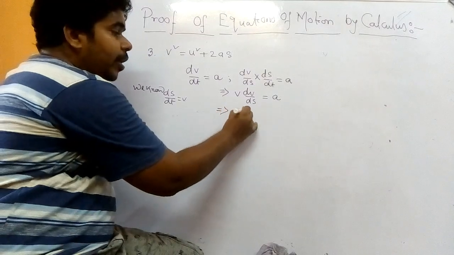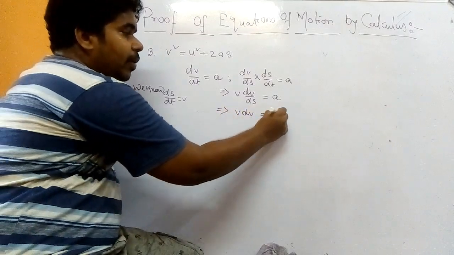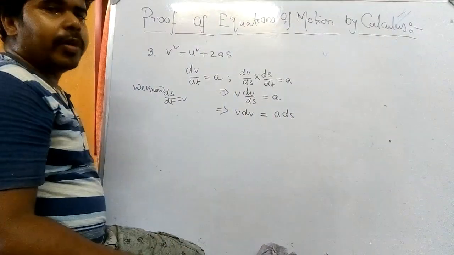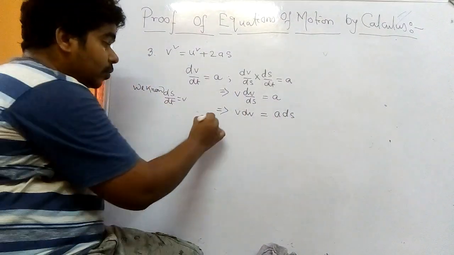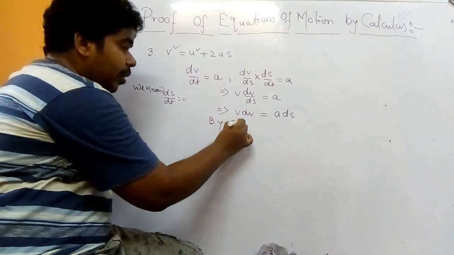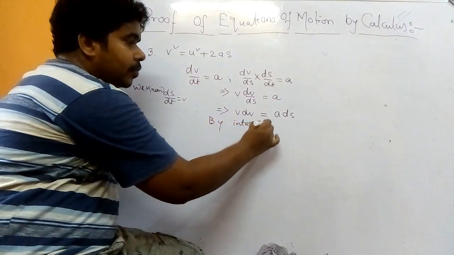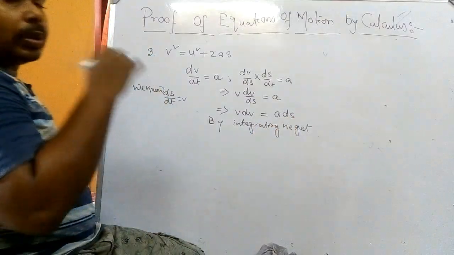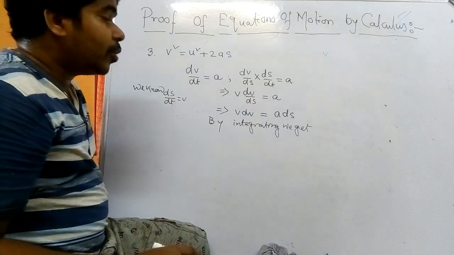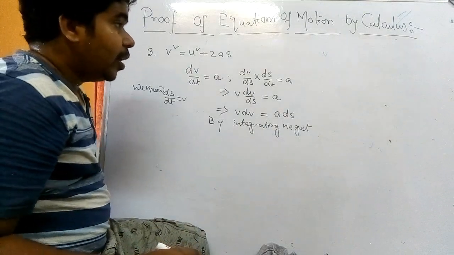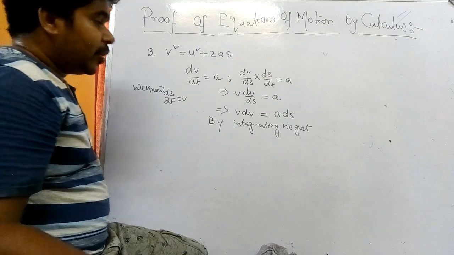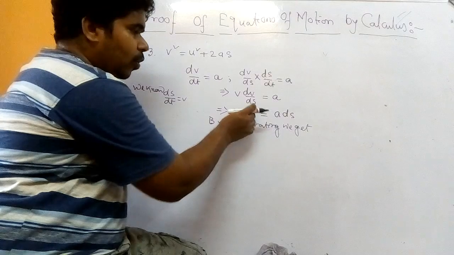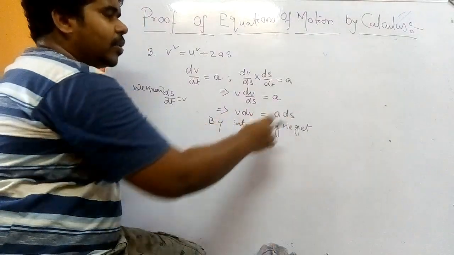Now v dv, we just cross multiply, a into ds. We just cross multiply the ds to a. Okay. Now by integrating we get. So here we have to do the integration. So for integration we need a limit. Okay, so what limit we have to take? So here you see two changes we have shown. One is for velocity and another is displacement.